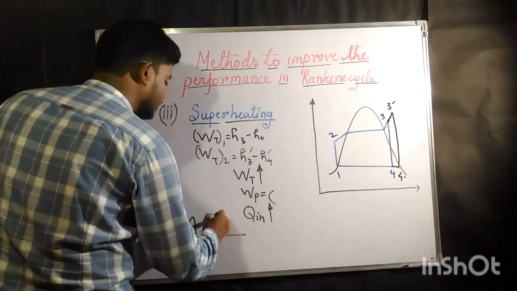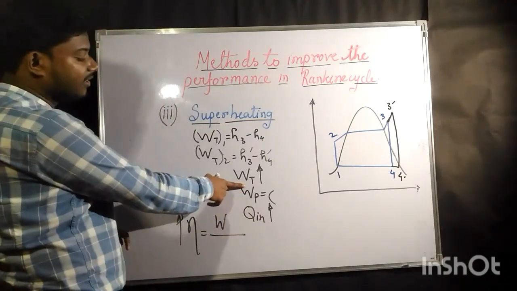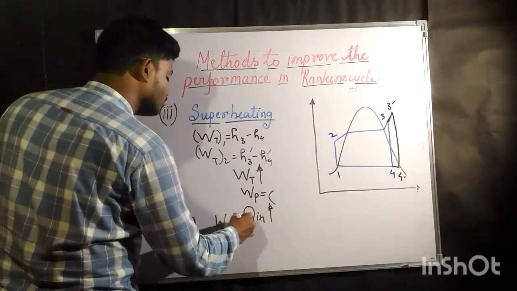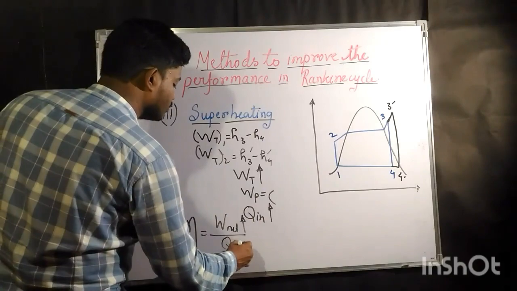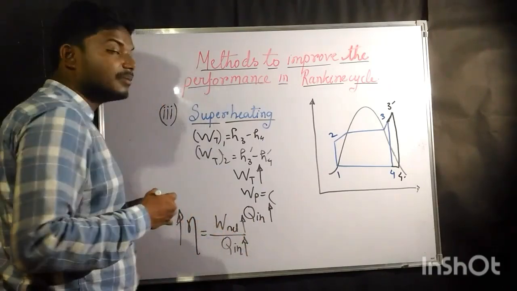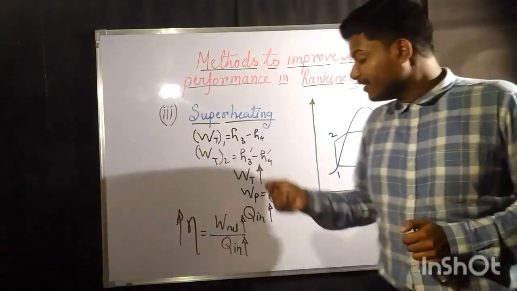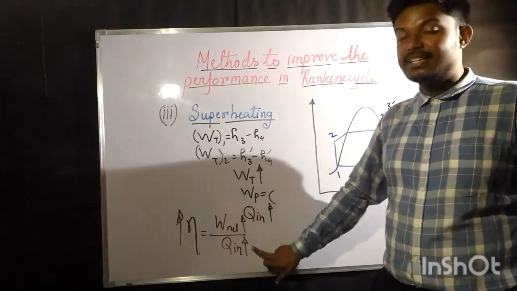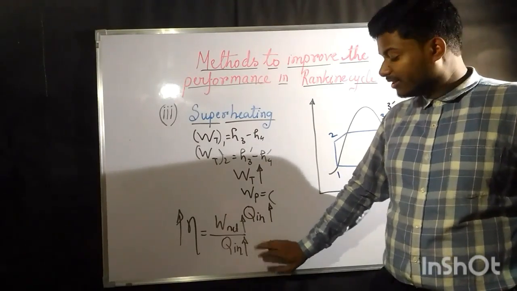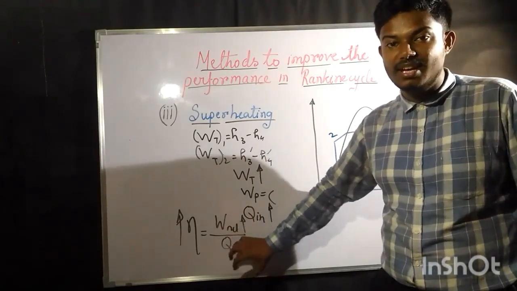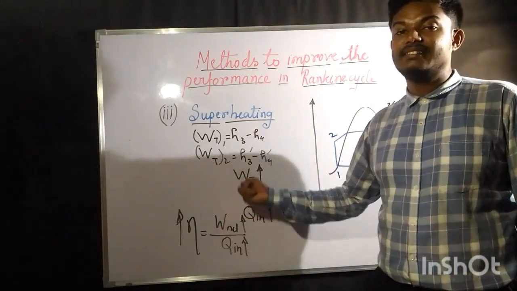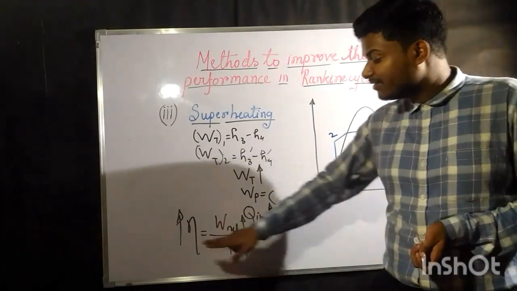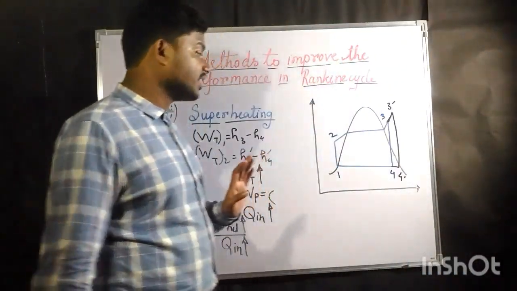Again like the previous case, since work done by turbine is increasing and work done by pump is constant, W net is obviously going to increase. Heat input is also increased, but the concept is like the previous one. The increase in the net work is going to be higher than the increase in heat input, or rather the increase in heat input is lower than the increase in W net. So that is the reason efficiency is going to increase here.